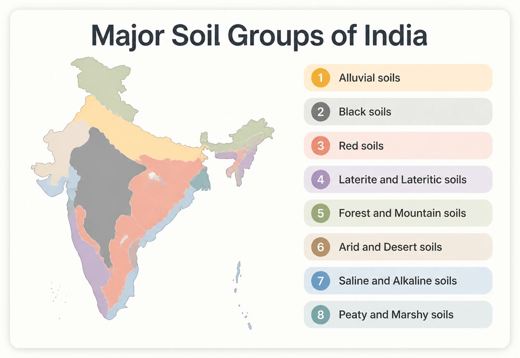The vast and diverse landscape of India gives rise to a wide variety of soil types. We can categorize them into 8 major soil groups. These are alluvial soils, black soils, red soils, laterite and lateritic soils, forest and mountain soils, arid and desert soils, saline and alkaline soils, and finally, peaty and marshy soils. We will examine the unique characteristics, chemical properties, and agricultural significance of each of these groups.